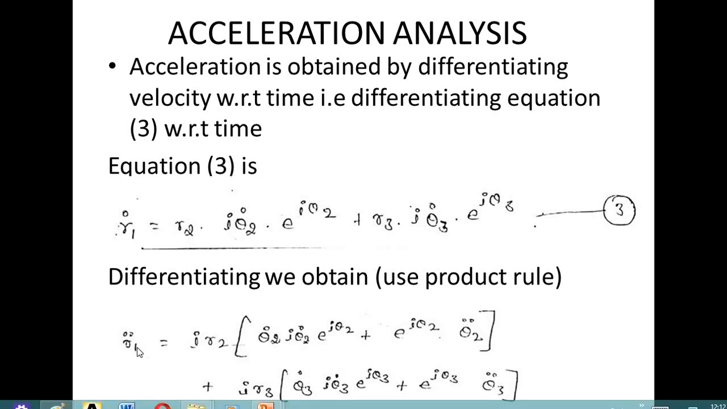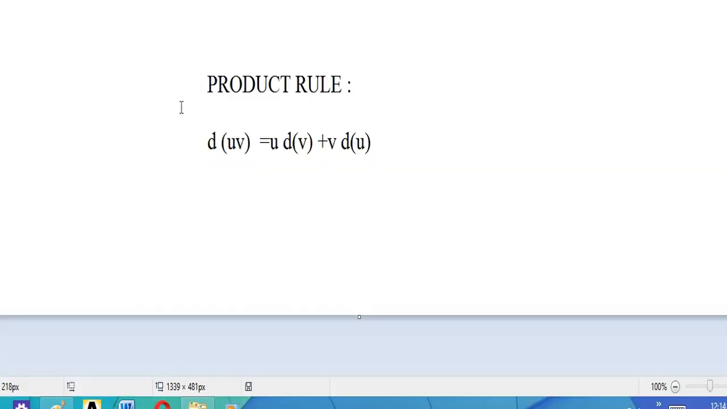In order to obtain R1 double dot, we take the constant terms outside, that is i and R2, and we differentiate these two terms. To differentiate two terms, you have to use the product rule. The differentiation of u into v is equal to u dv plus v du, that is, u into the differentiation of v plus v into the differentiation of u. If there are two terms, we have to differentiate like this using the product rule.